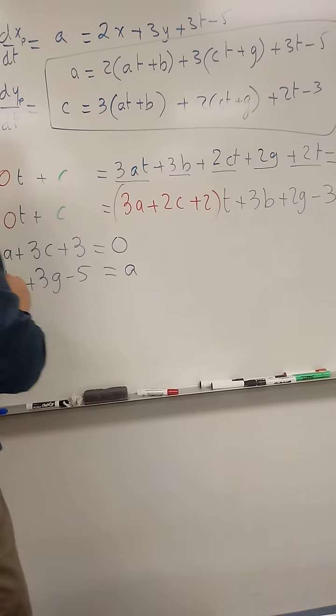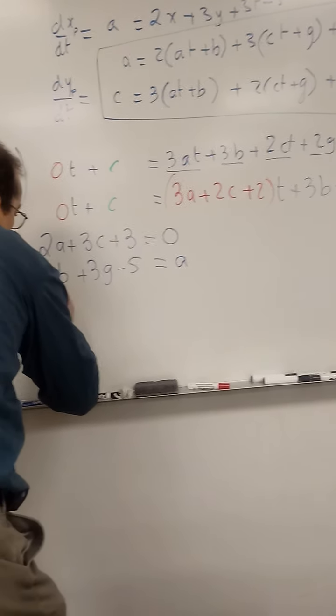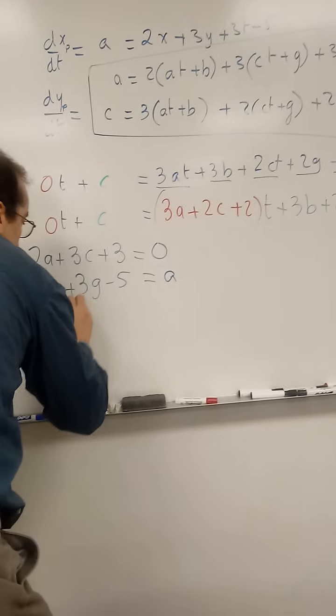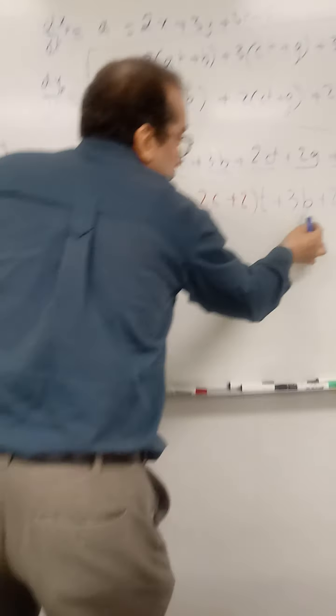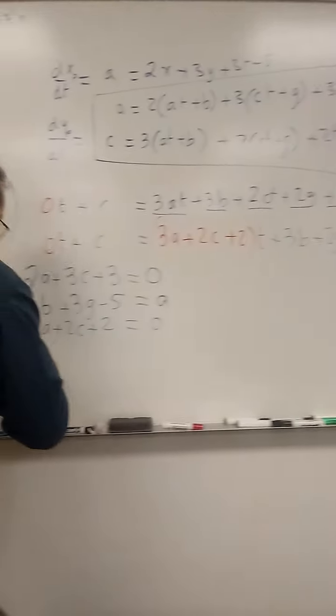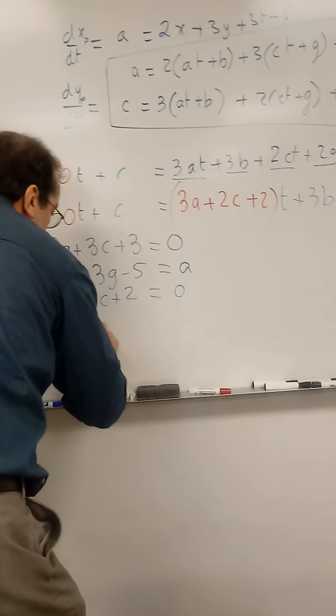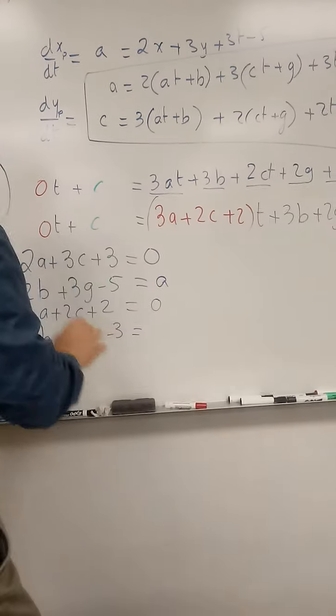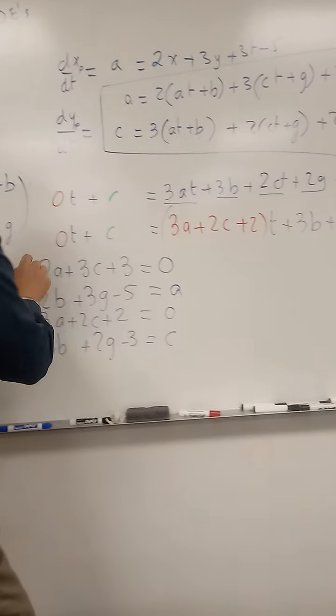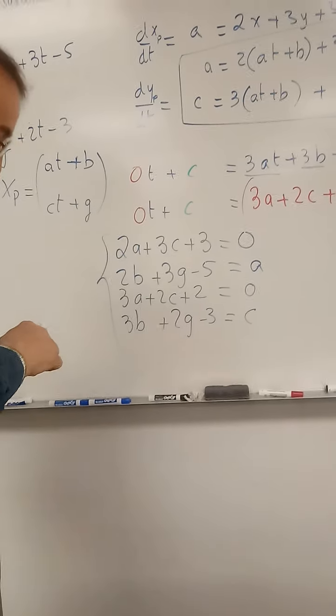So I'll write those down here. 3a plus 2c plus 2 should equal 0. And then 3b plus 2g minus 3 should equal c. So now I have four equations and four unknowns.